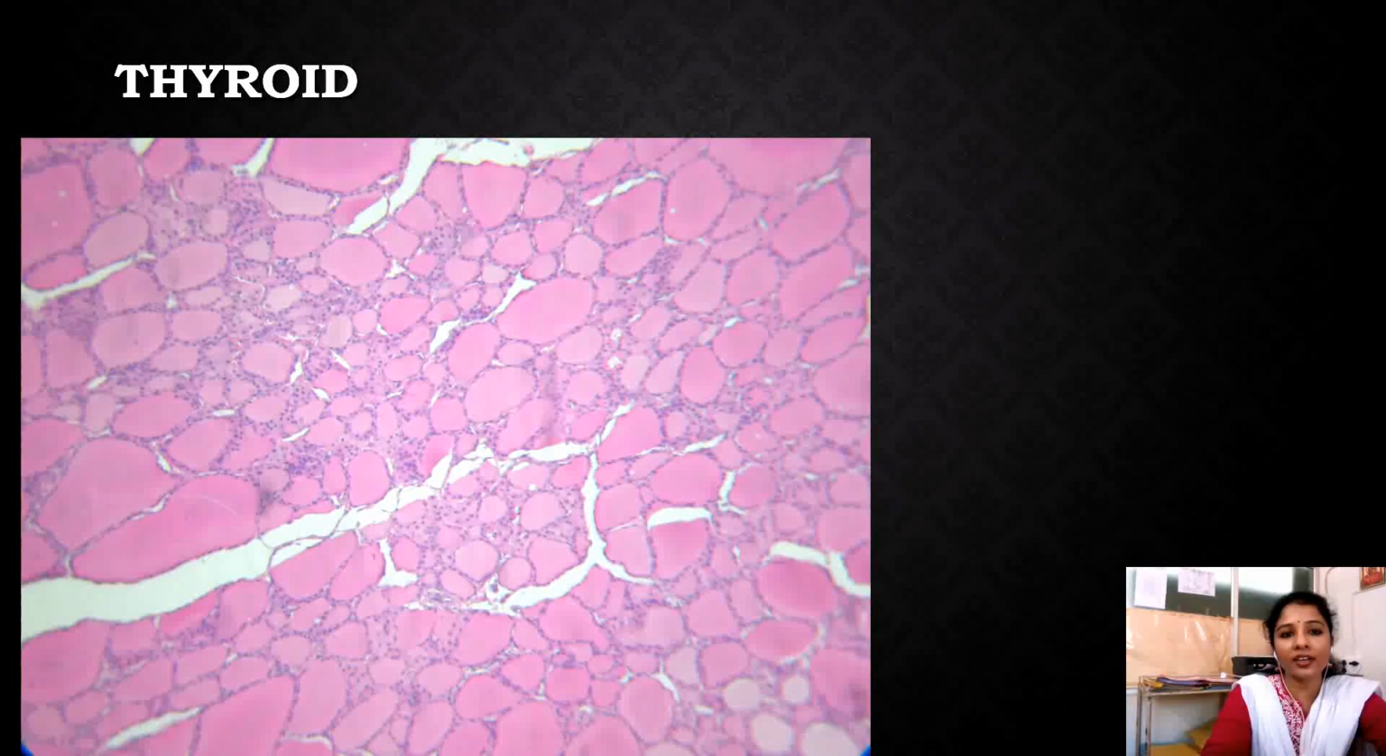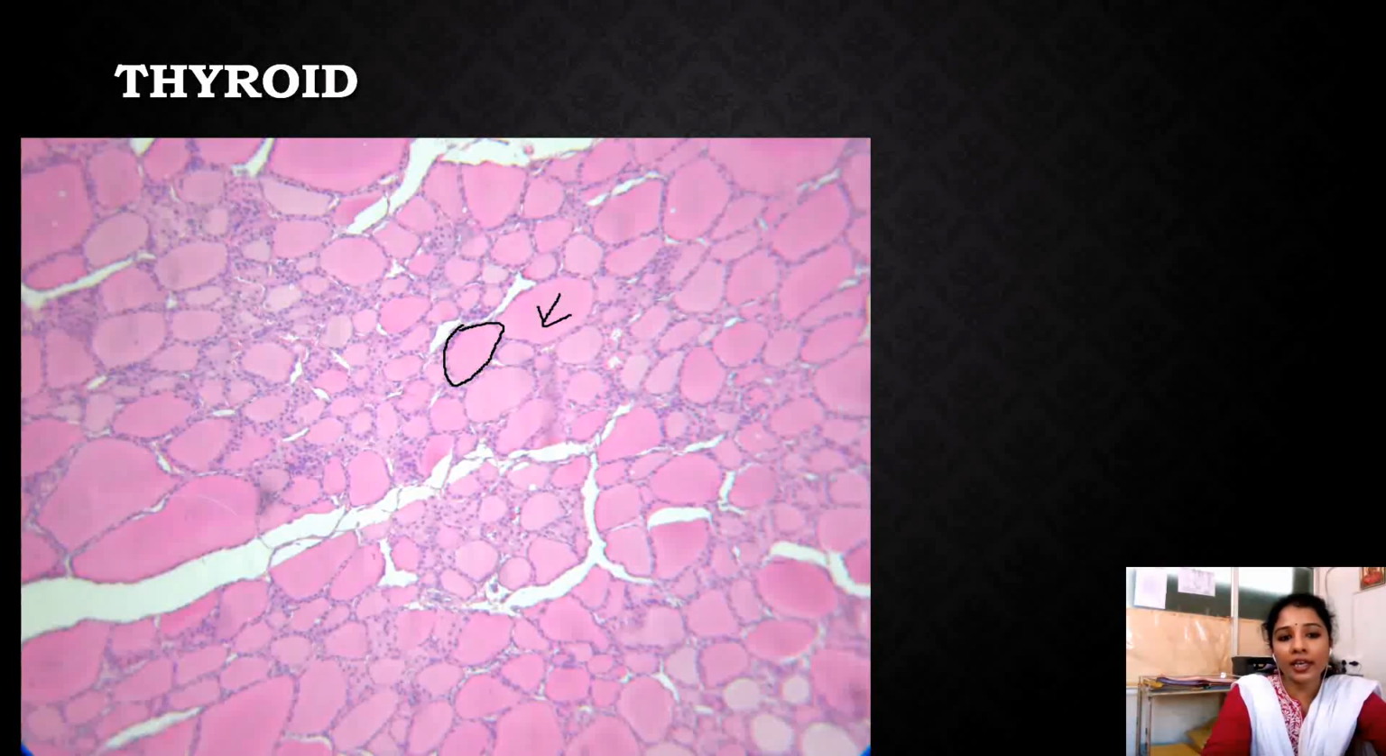Next is the thyroid gland. The thyroid gland is identified by many thyroid follicles. So here are the thyroid follicles which are present. The pale colored, pink colored structure is called colloid, which is present within the thyroid follicles.